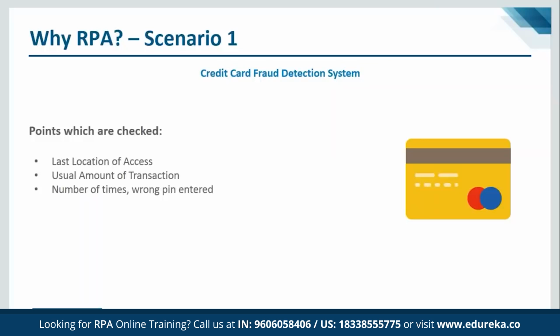And the third rule could be the number of times you entered a wrong PIN. This could be that someone got hold of a credit card and is trying to get money out of it, but is not able to get your PIN right. So this could also be a suspicious transaction, right?